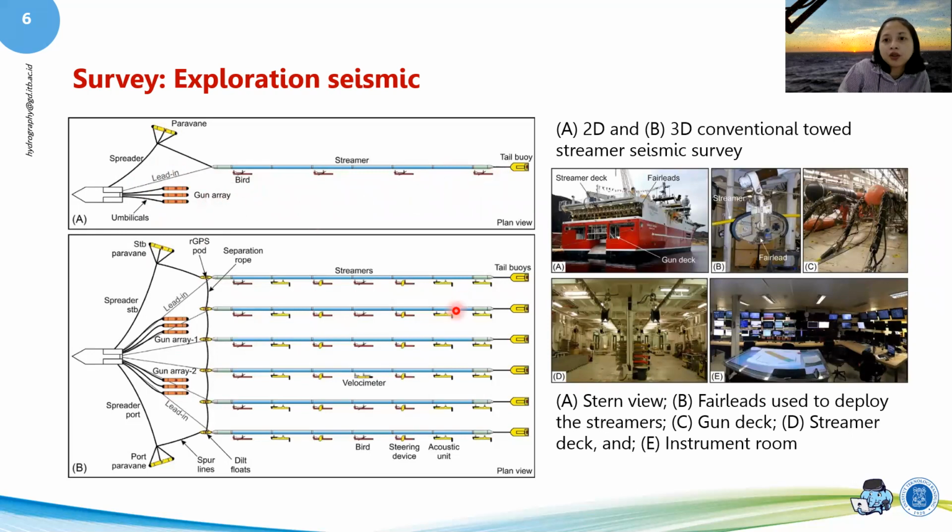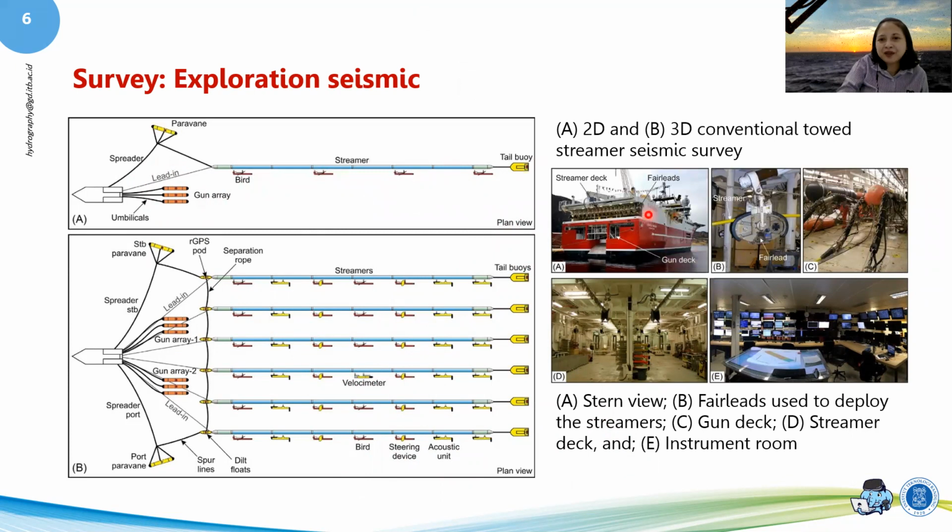And then if you want to do 3-dimensional conventional towed streamer, you will have more than one streamer and a lot more devices. You've got the velocimeter, you've got more birds, you've got the acoustic unit, and you've got more tail buoys to see that, okay, it's still there. It looks fun. I really want to do this.